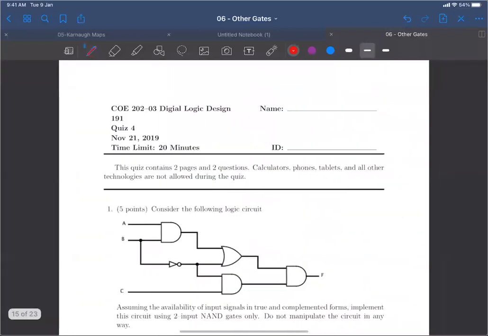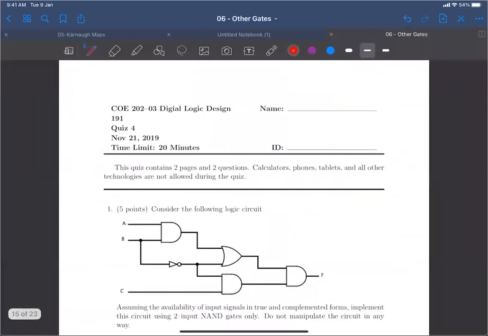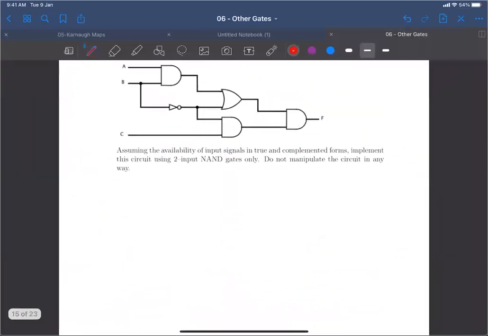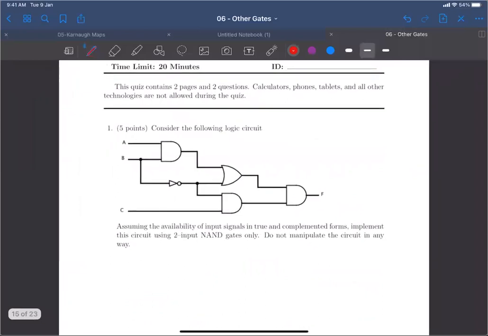Next time we are going to start the XOR gate. But before that, let's just do this. This is a quiz question, one of my old quizzes. Let's do this and convert this circuit to NAND implementation. So how do I do it?